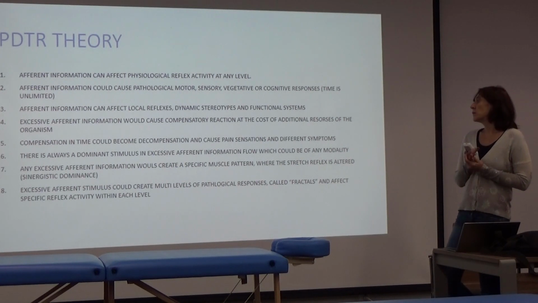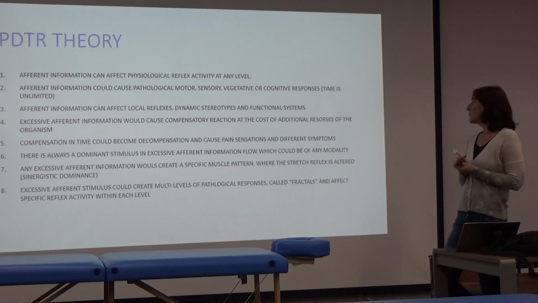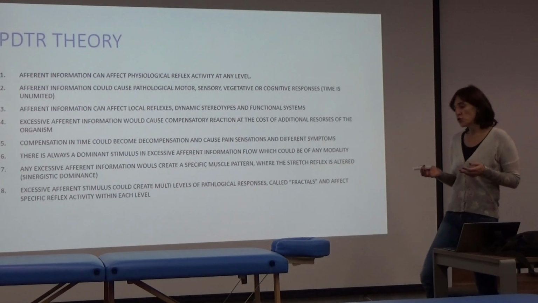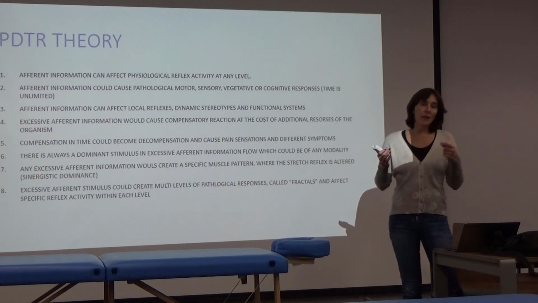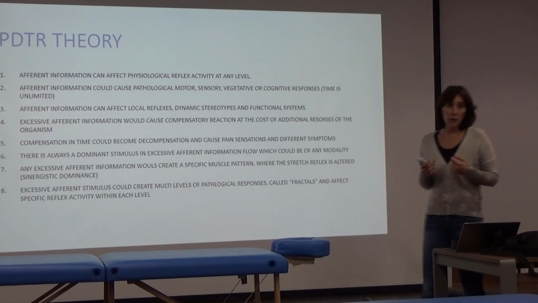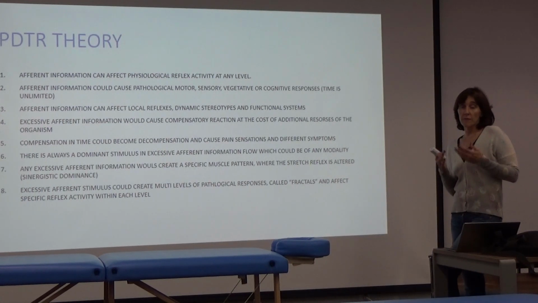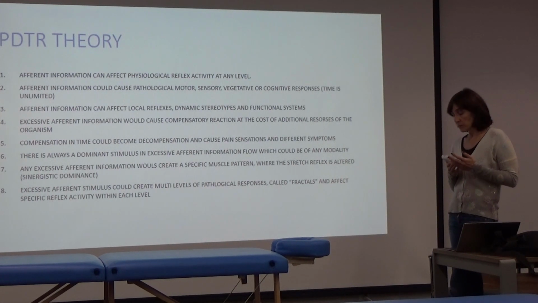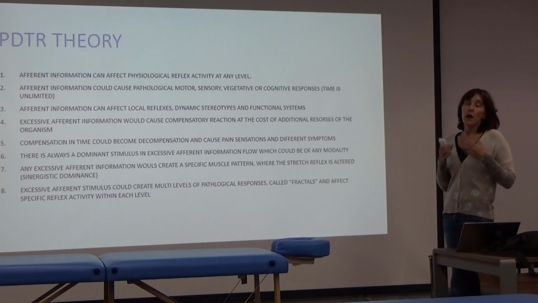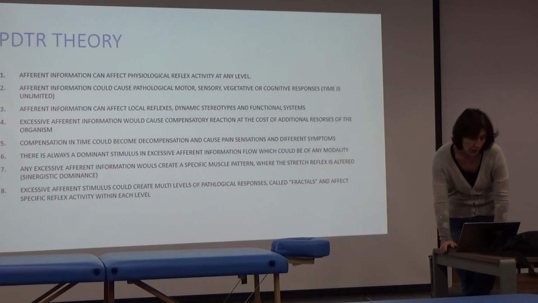Any excessive afferent information would create a specific muscle pattern where the stretch reflex is altered. So as we discussed with the withdrawal reflex, it's going to be an inhibition pattern, so we could define which muscles are inhibited, meaning they have a hypoactive stretch reflex, and we can define why they're inhibited and what to do to restore the activity.